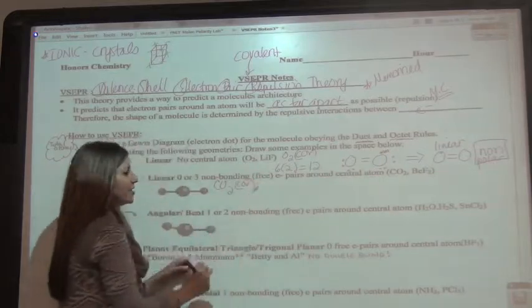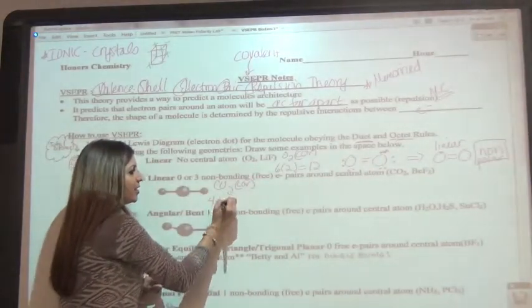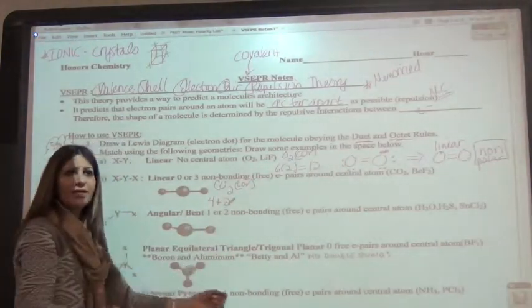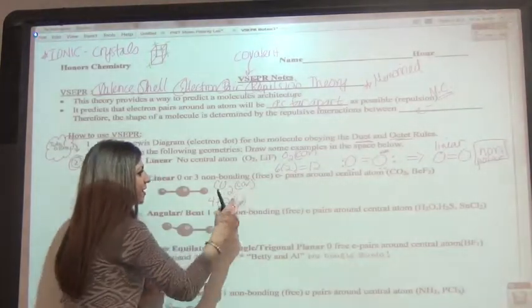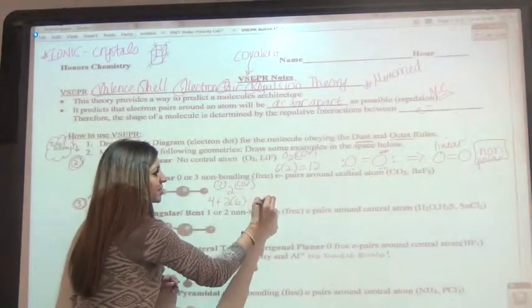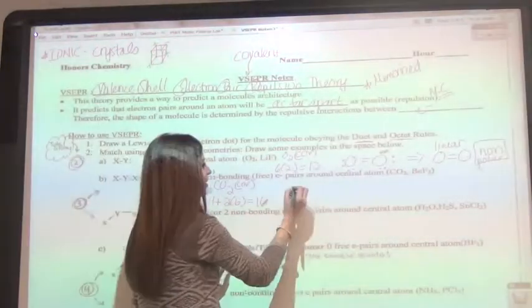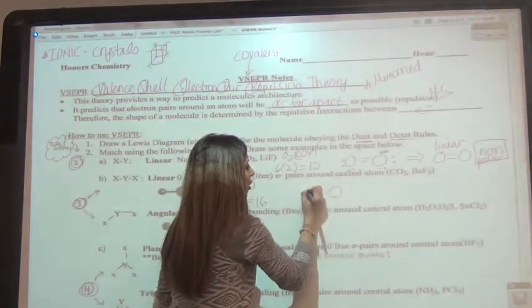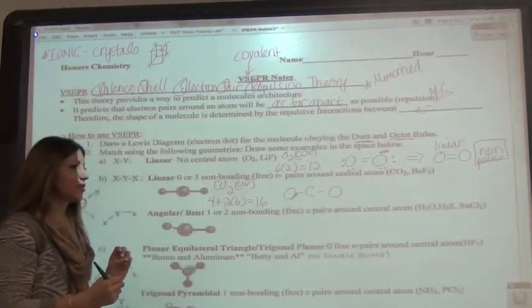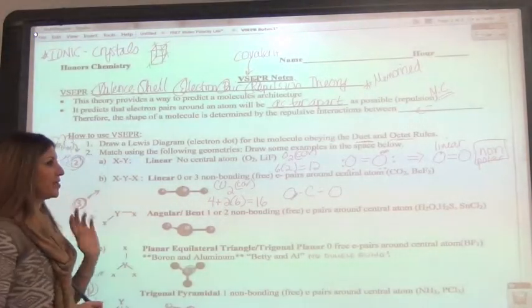So I'm going to add up my valence electrons. Carbon has 4, and each oxygen has how many? 6. So 6 times 2 is 12, plus another 4 gives us 16. So we're going to put the C in the middle, and then we're going to put the O's with the dashes in between. Okay, go ahead and throw your dots around.